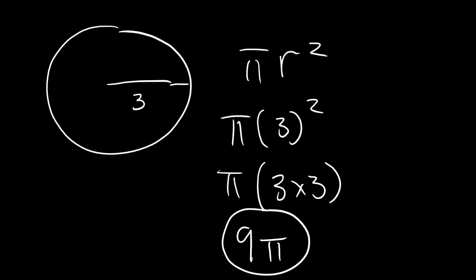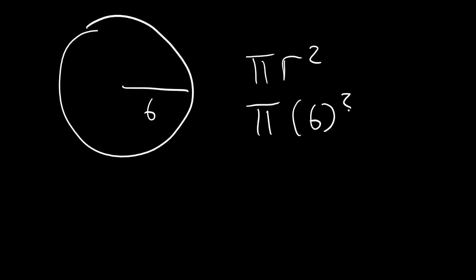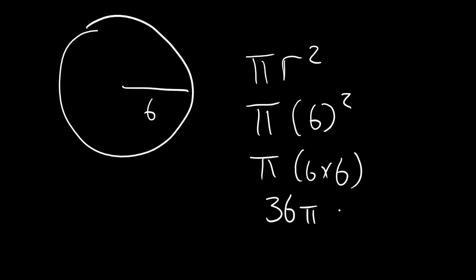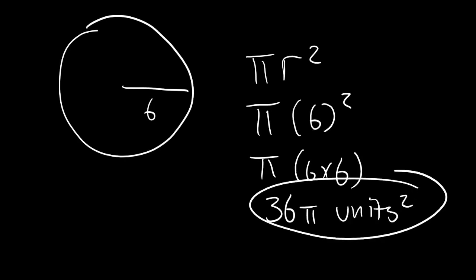Great, let's do one more example. What's the area? Well, plug it into this equation, pi r squared, and it becomes 36 pi units squared. Great.